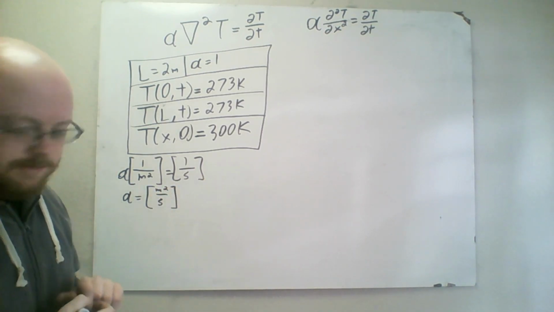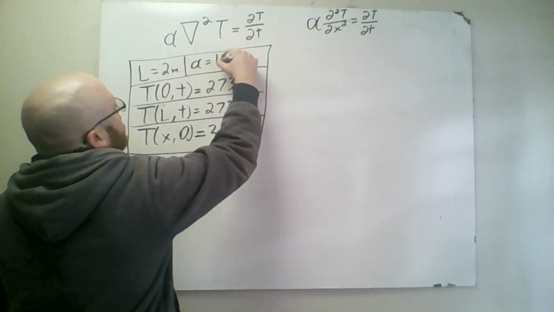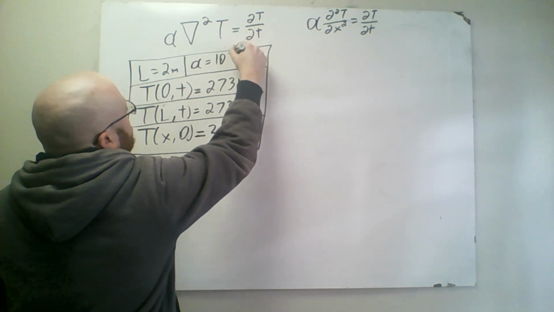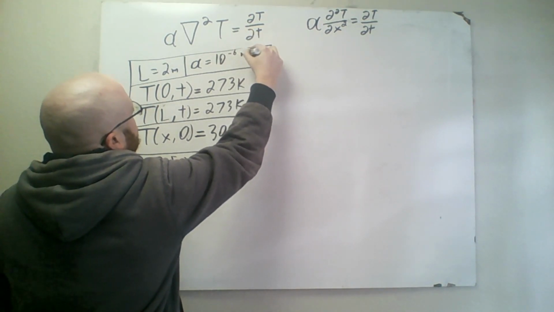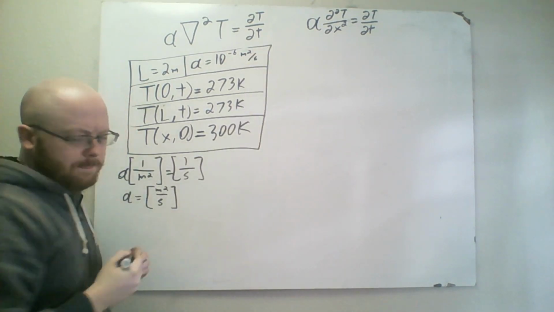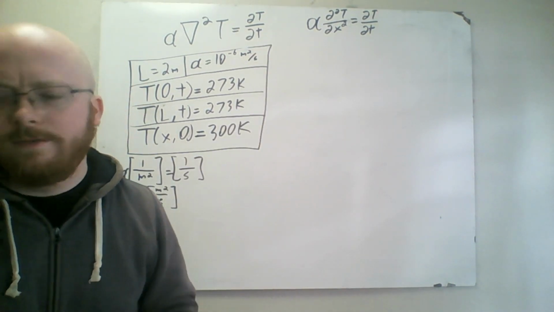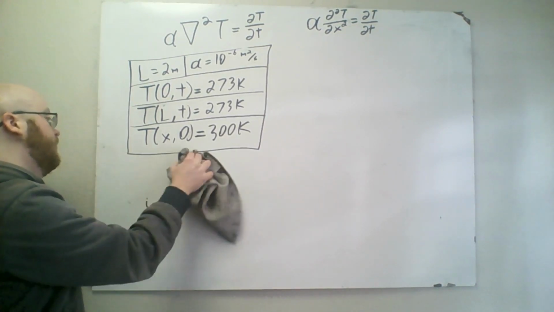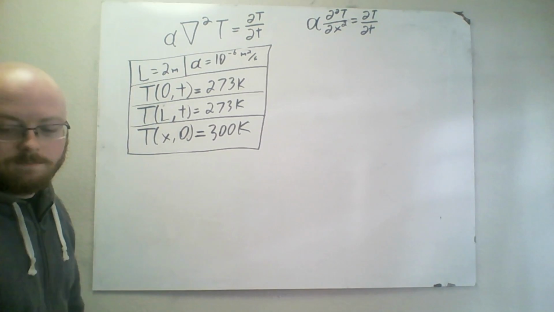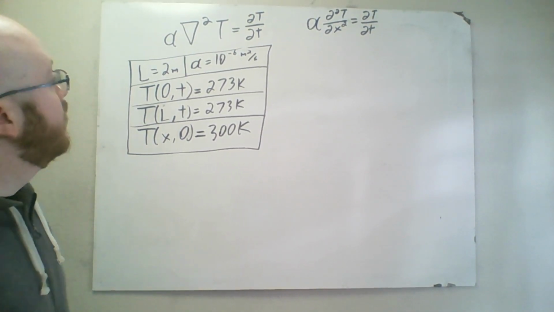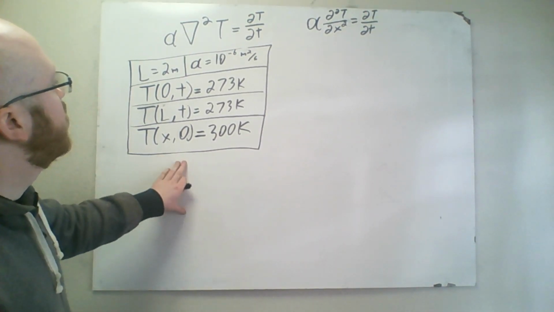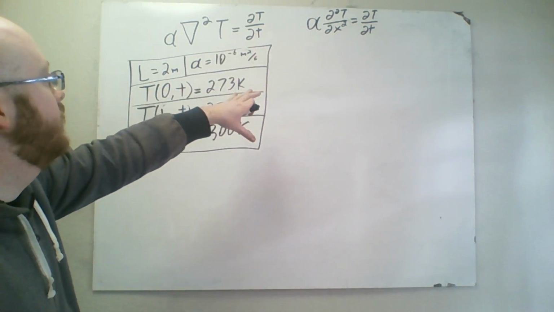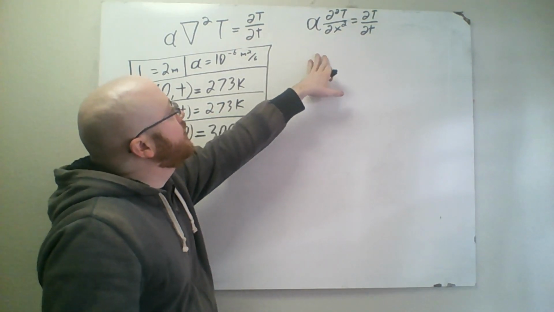And that makes sense. So I'm just going to do something pretty standard, like 10 to the negative 6 meters squared per second. I think that's in the ballpark for water or something like that. I'm not too sure, but it sounds like it could probably work. Anyway, moving on. We've got all the numbers we need, so let's start it up.